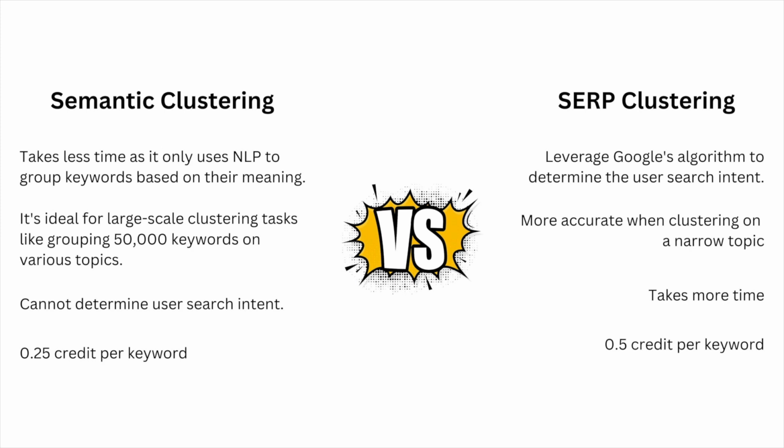On the other hand, SERP clustering has to check individually each keyword on Google, one by one, so it takes more time than semantic clustering. That's also the reason the cost of SERP clustering is higher, 0.5 credit per keyword compared to 0.25 credit per keyword of semantic clustering. The advantage of SERP clustering is it can leverage Google's algorithm to determine the user search intent. As a result, SERP clustering is more accurate.